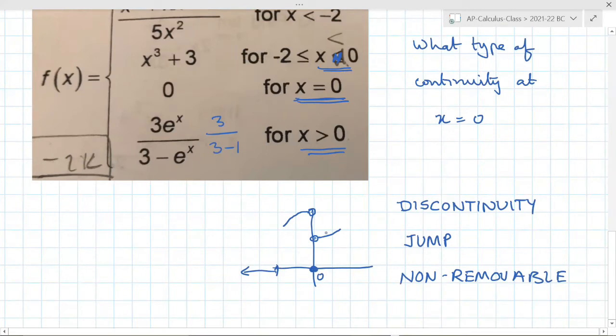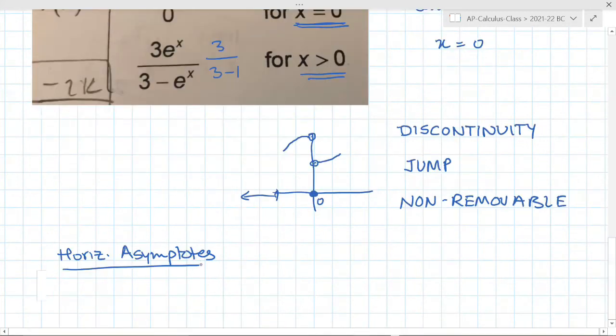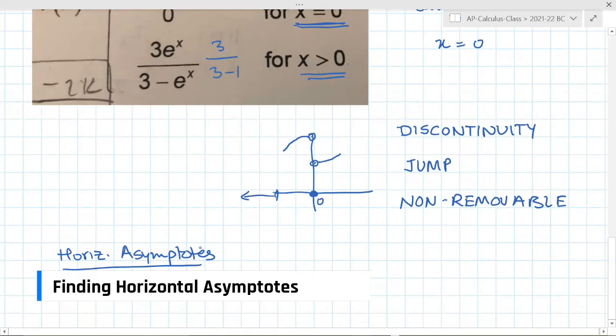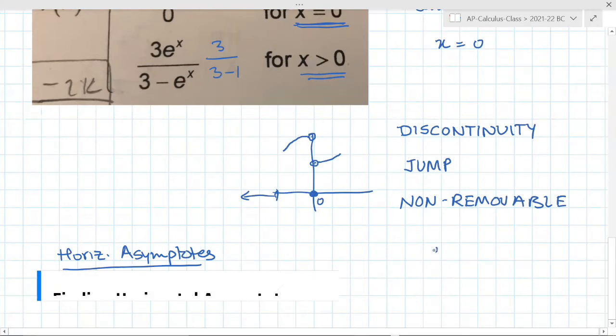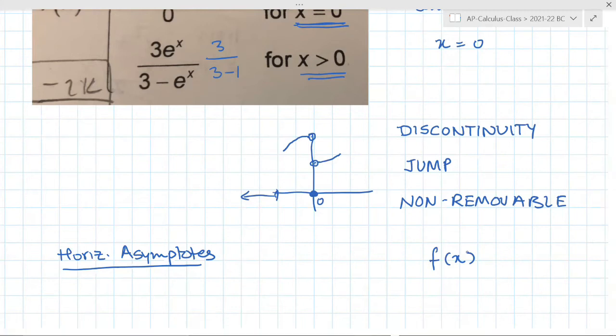Okay, then the second part is: find all horizontal asymptotes to the graph of f. Show all work that leads to your answer. How do we find horizontal asymptotes? If I gave you a function f of x and I asked you to find its horizontal asymptotes, how do you find that?